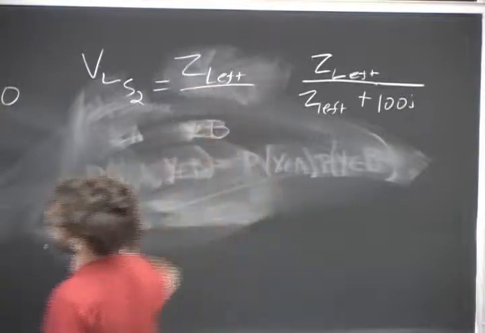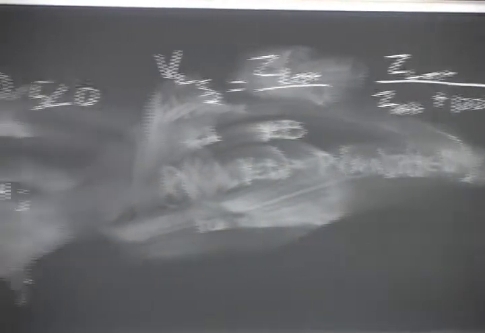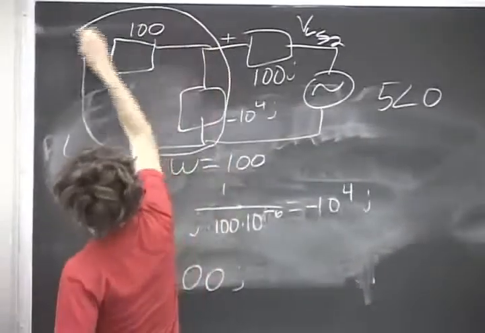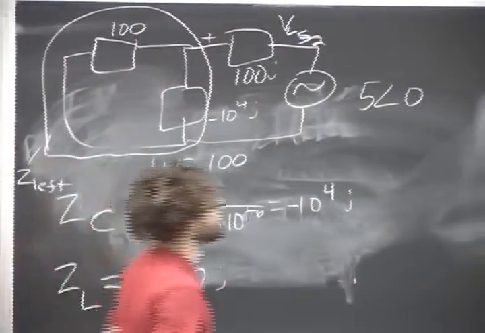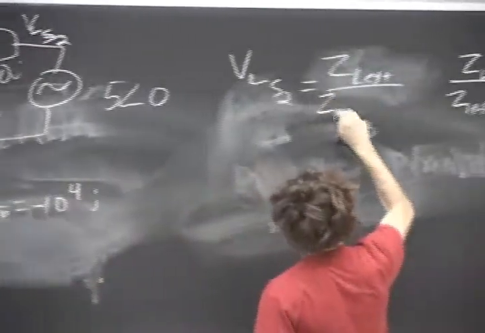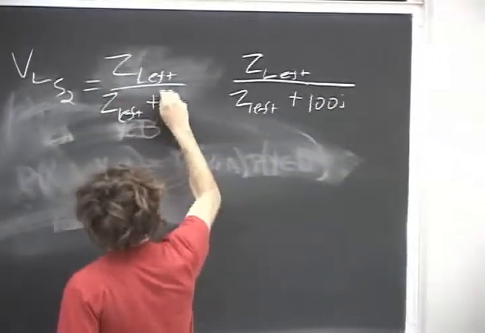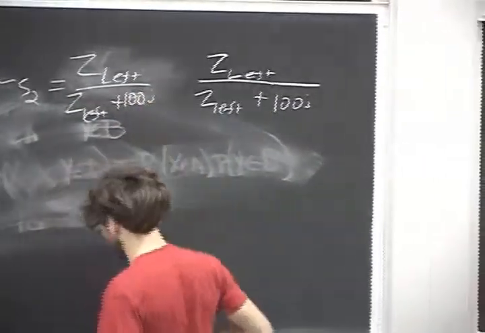Z left is, that's Z left. Okay, Z left over Z left plus 100j. Okay, that's not everything yet, though.